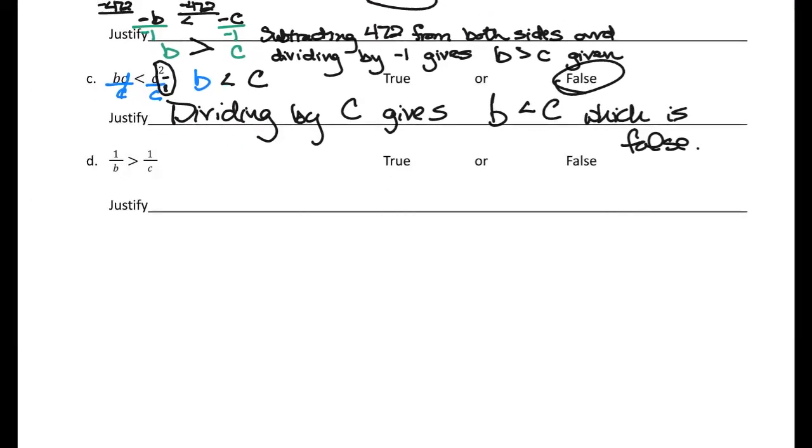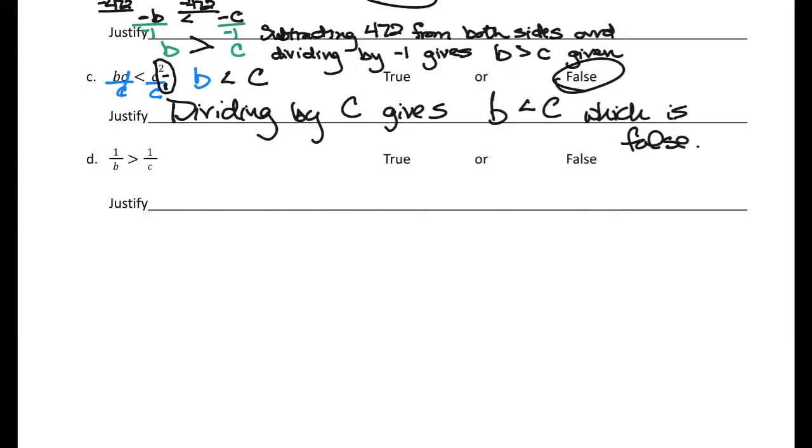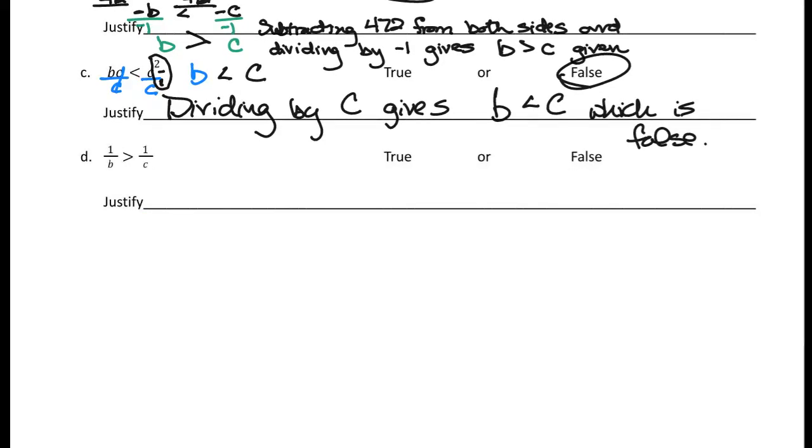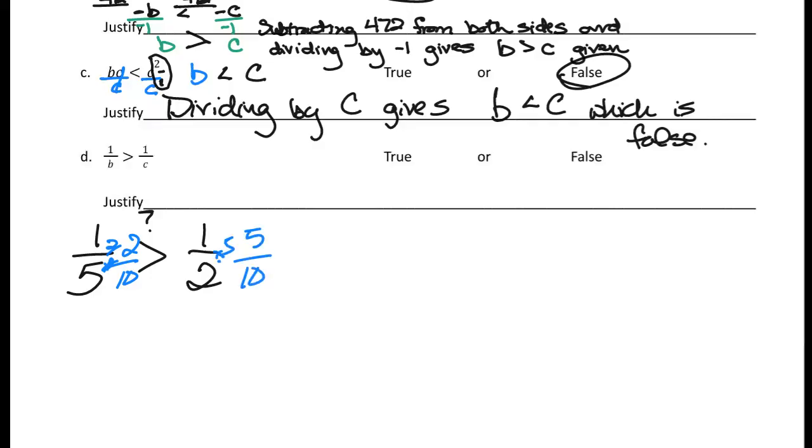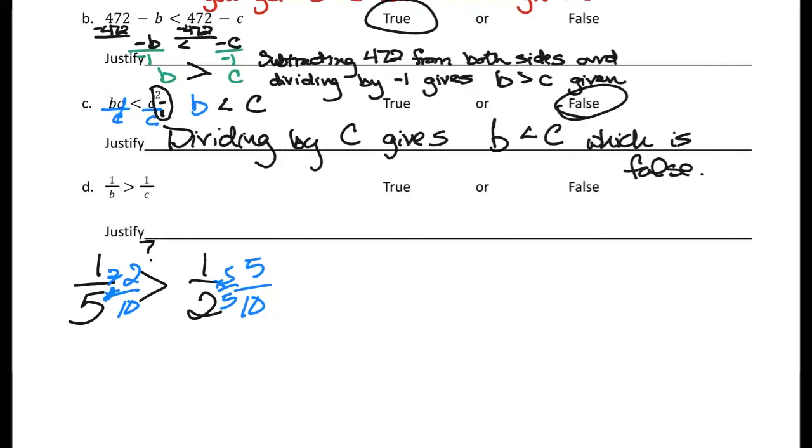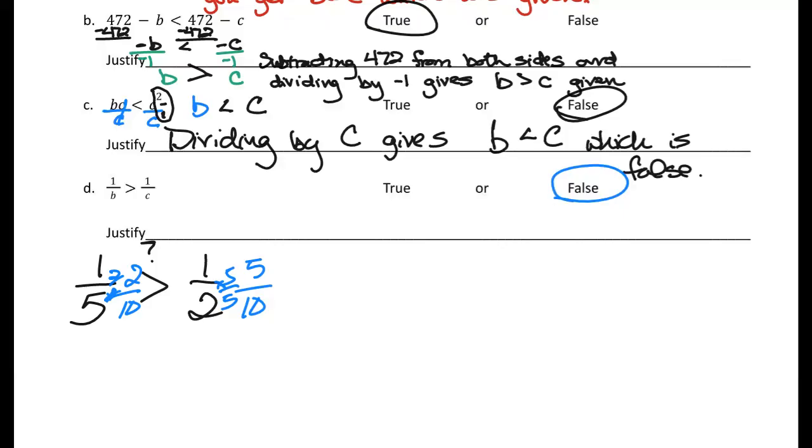Okay, and then letter D, 1 over B, 1 divided by B, is greater than 1 divided by C. There's a couple ways you could do this. You can substitute a number in and say 1/5. Would that be greater than 1/2? Okay. Maybe you don't even know that. You could find a common denominator and say my common denominator is 10, multiplied by 2 over 2, and 2/10. How does that compare to 5/10? Is 2/10 greater than 5/10? No, so that would be false.